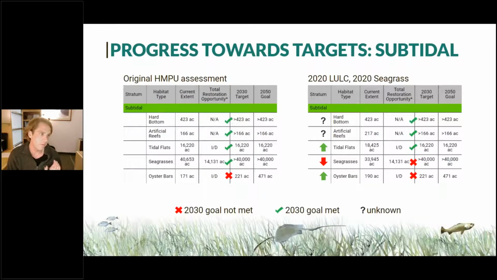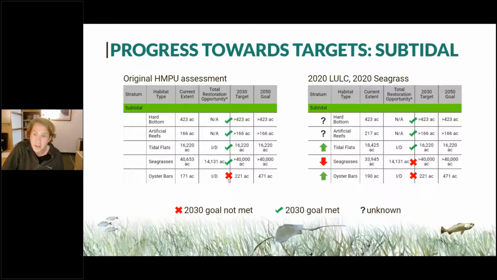So I wanted to close my last couple of slides doing a side-by-side comparison of the tables that we had in the original Habitat Master Plan versus what the numbers look like now with this update to the data layers, with the 2020 land use land cover, the 2020 seagrass, and then the update to the conservation layers from the Florida Forever website. So this is looking at subtidal first. I'm going to go by the coastal strata, so subtidal, intertidal, and supertidal, going through those three different strata.